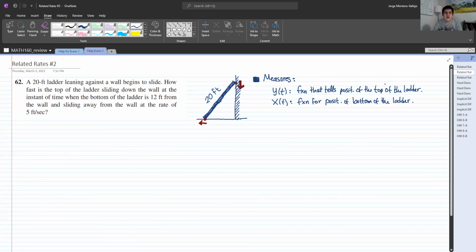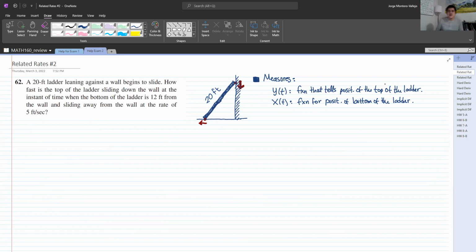Okay, is there any other measure being taken into account? Well, in the previous problem, the hypotenuse was changing, right? In this one, it isn't, because the ladder doesn't change in length, right? It stays 20 feet long the whole time, right? So that's it. There's no other measure that we need to worry about.